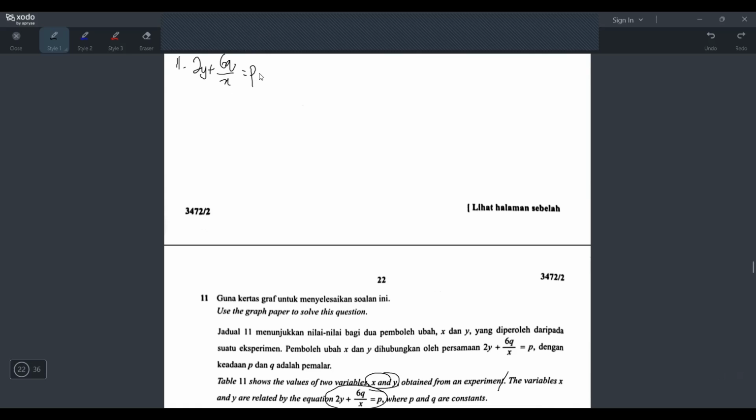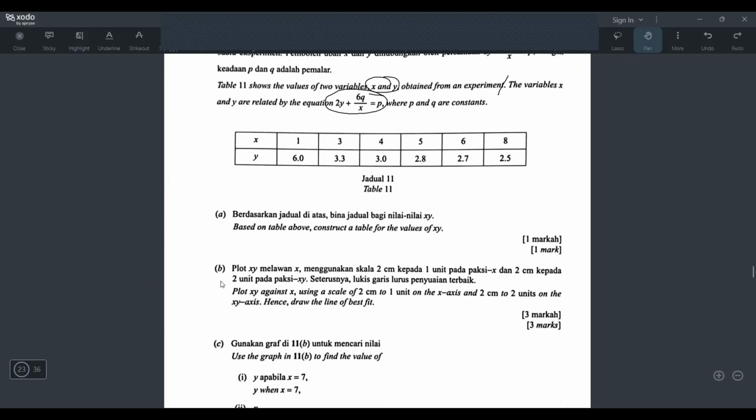When we are doing a linear law question in Paper 2, and if they give us the equation, you should immediately change it to linear form. What is linear form? Linear form means y equals mx plus c. But how do we know whether this equation is in linear form or not? Very easy. You just look at part B, because part B will tell you to plot what against what. Then you will know what your y-axis is and what your x-axis is. So if they say plot xy against x, it means your y-axis is xy and your x-axis is x. That's what it means by xy against x, right?